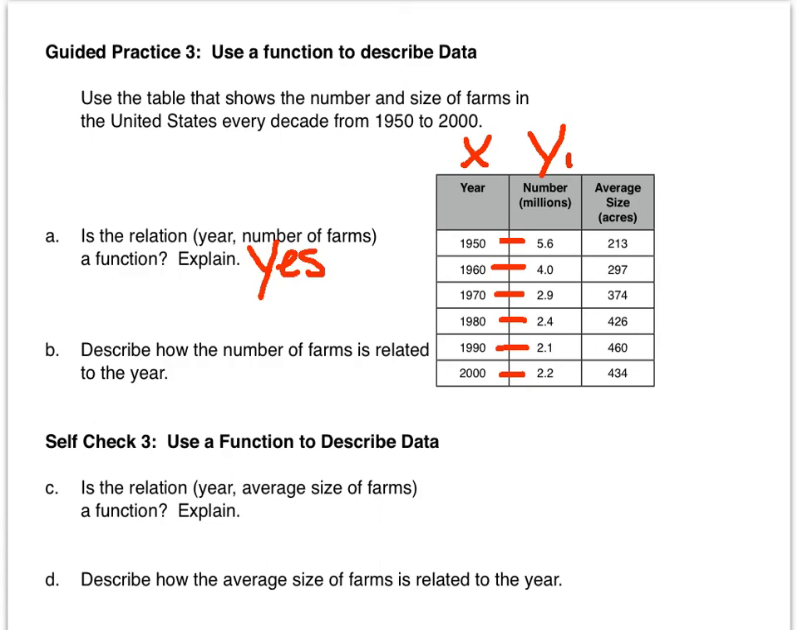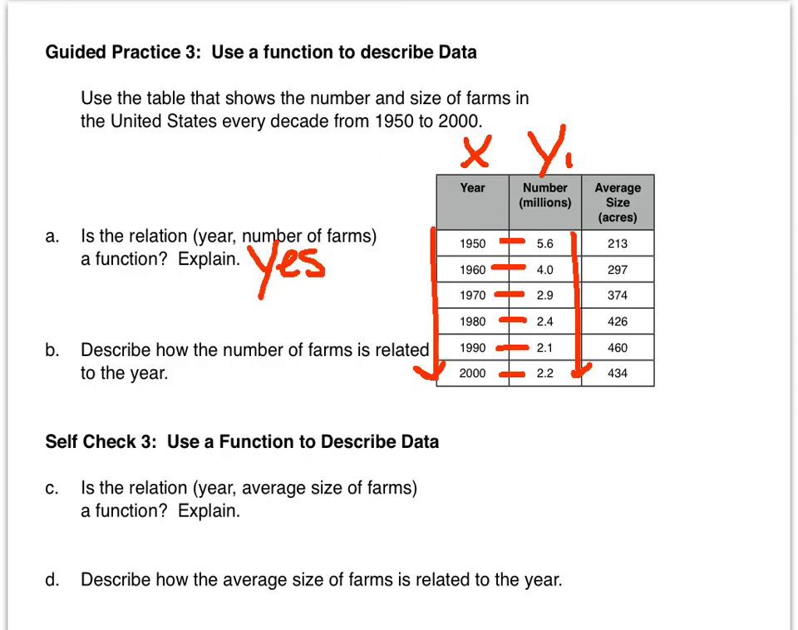In letter B, describe how the number of farms is related to the year. Well, it looks like as the years increase, the number of farms decrease. For the most part, we have one little part where it goes up. But as we get further along in years, the number of farms has decreased. And I'm not going to write that because it would be hard to write with my stylus.